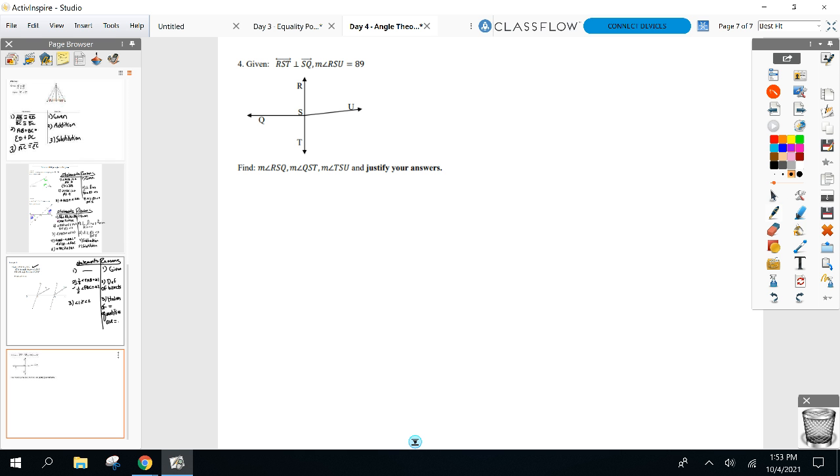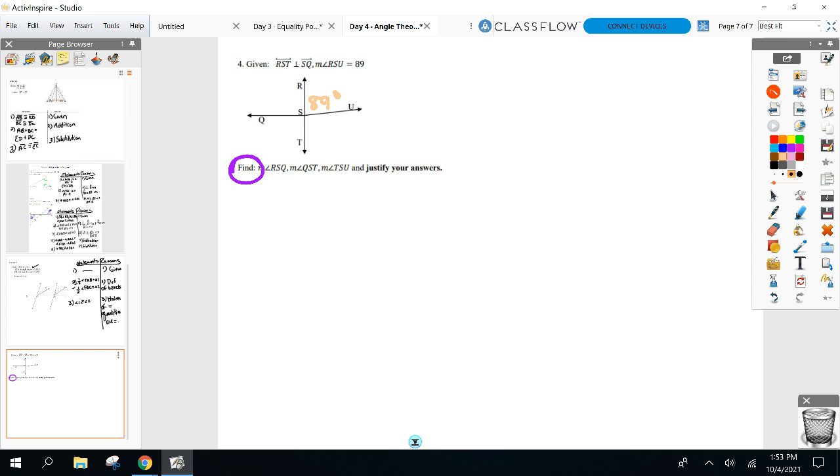I realize it says givens, but look down below. Everyone see the word find? It doesn't say prove. I don't want a statements reasons column. Okay? If it said prove, sure, but it just says find, so let's find the answer. Look at your givens though. Can you mark your diagram with anything? I know RSU is 89 degrees, so there's 89, but you also have perpendicular lines.